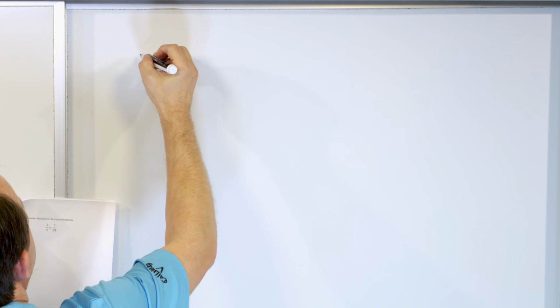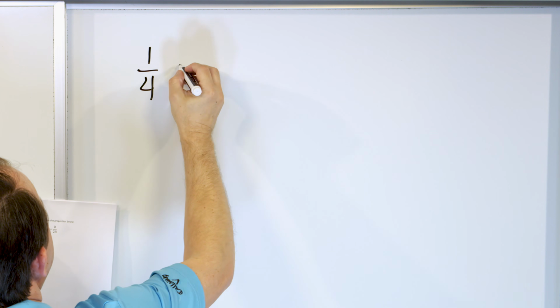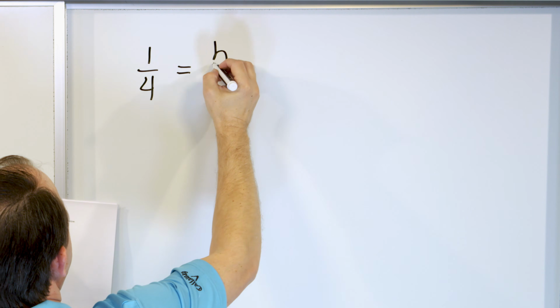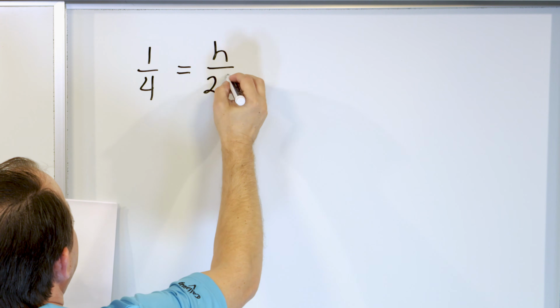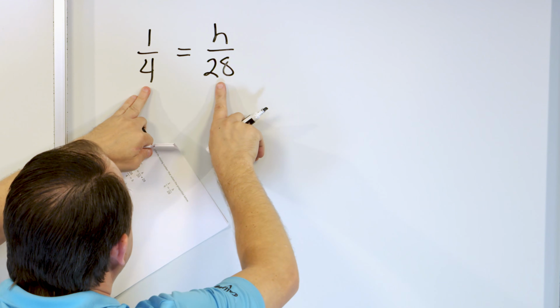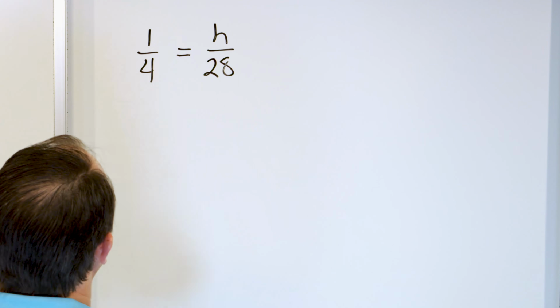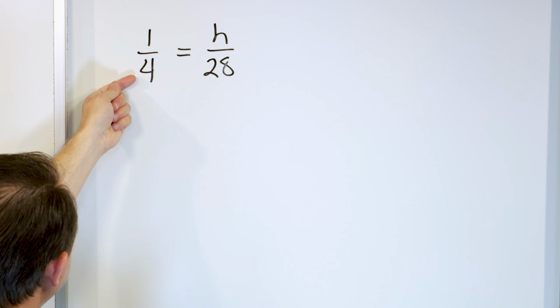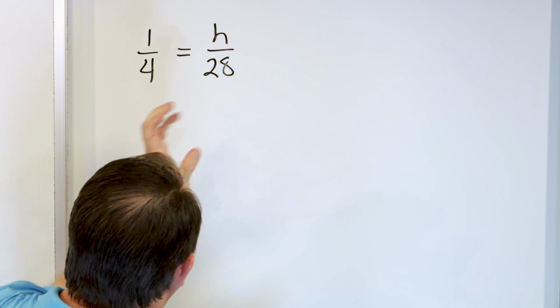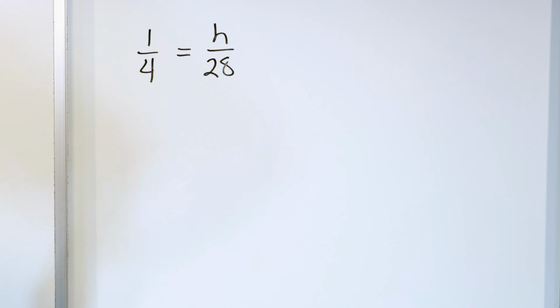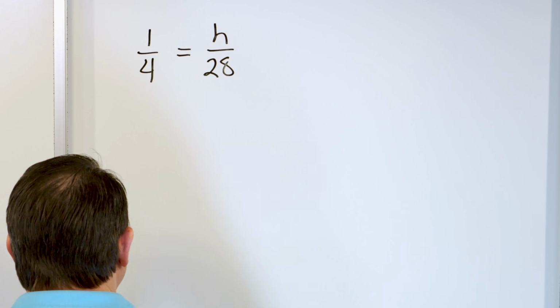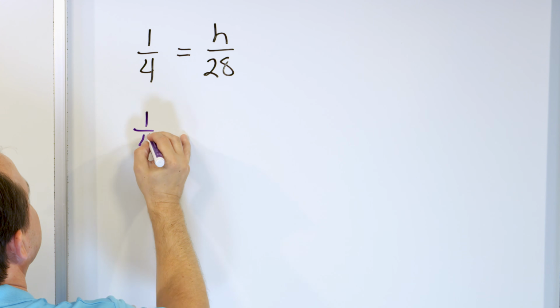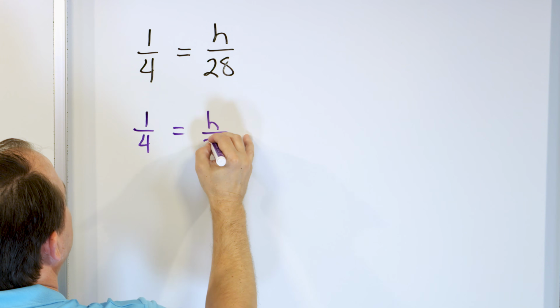Let's say we have the ratio 1/4, and we're going to set that equal to the ratio h, whatever that is, over 28. So this forms a proportion. It's two ratios that are equivalent to one another. So we're saying 1 as compared to 4 is the same as h as compared to 28. What is h? So first, let's rewrite our proportion here. 1/4 equals h over 28.